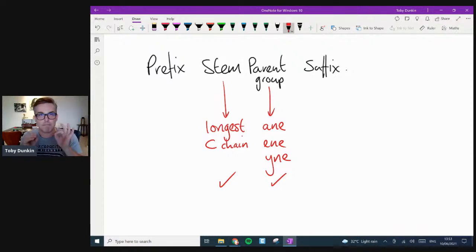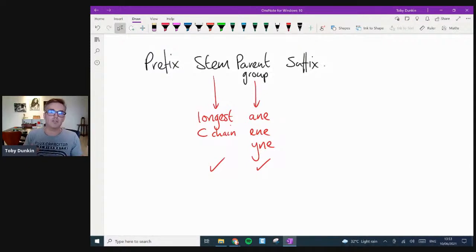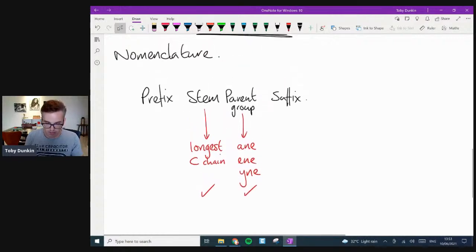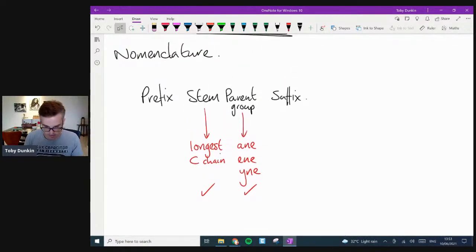What we now need to pick up is the prefixes and the suffixes. Now, a prefix is when you have an extra part of the name that goes in front, and then there are others where the extra name goes at the end, which is the suffix. So I'm introducing you today to two prefixes, and those prefixes are halo and cyclo.